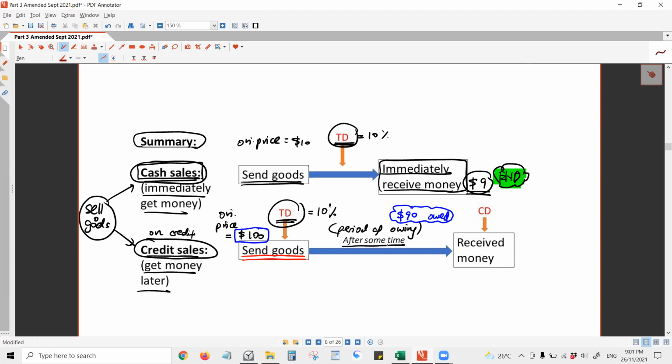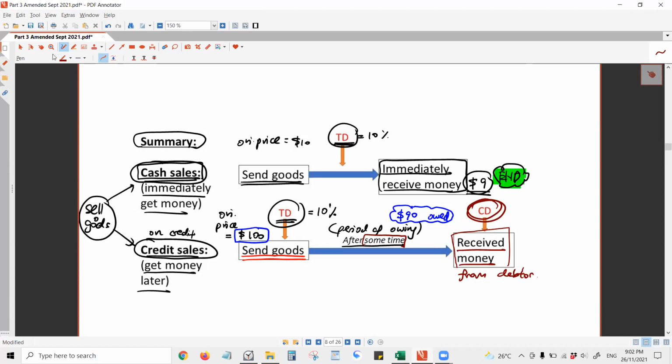Then after some time, the customer must settle, right? Customers must pay us. After some time, we will receive money from the debtors. So at that point of time, would you know whether the customer who owes you money pays punctually or is late? At the point of time you receive money from the credit customer or debtor, you would know whether they are punctual or late. Of course, yes, right? So that's why cash discount appears at that point of time. If they pay punctually, at this point of time you can give them cash discount. That's why I call this the second stage of discount.